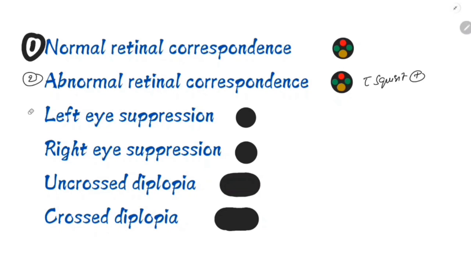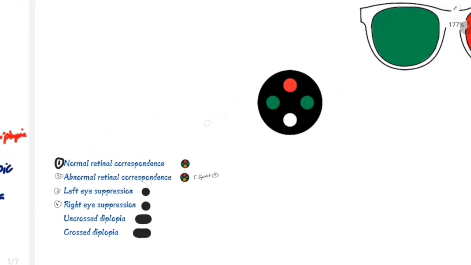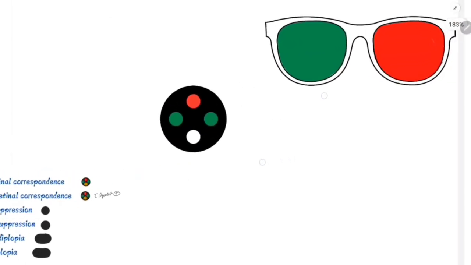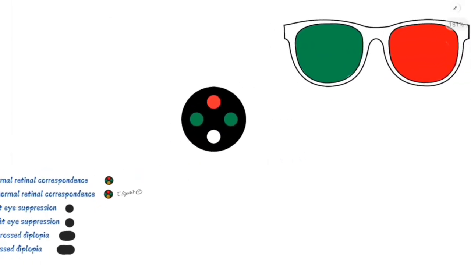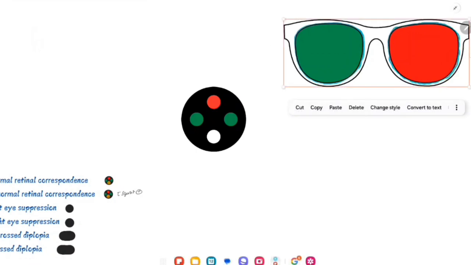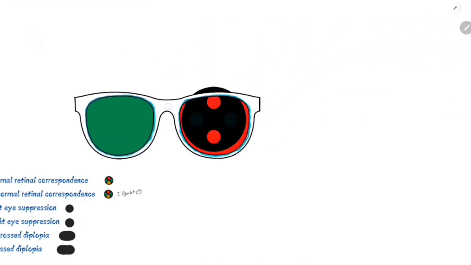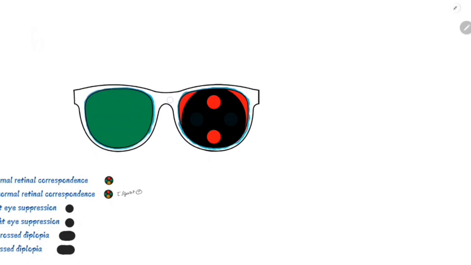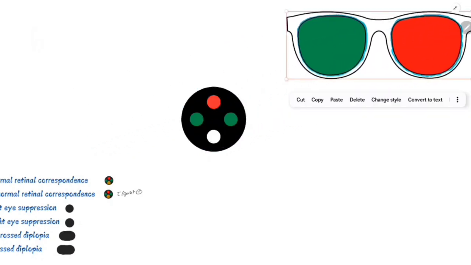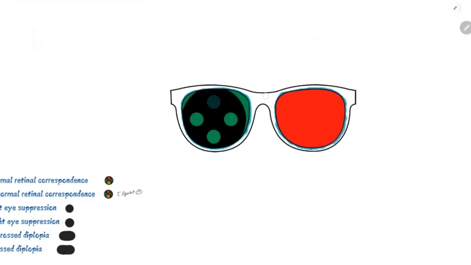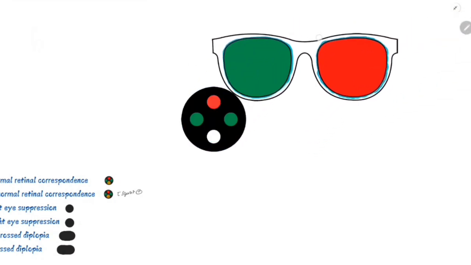Next, let us see what is left eye suppression and what is right eye suppression. Left eye suppression அப்படின்னா, left eye is not working properly. There is some kind of an amblyopia. So என்ன நடக்கும்? The left eye will not form any image and only the right eye will form the image. So you will be seeing only 2 red lights. அதே மாதிரி if the right eye is suppressed, the patient will be seeing only through the left eye, and in the left eye the patient will be seeing 3 green lights.